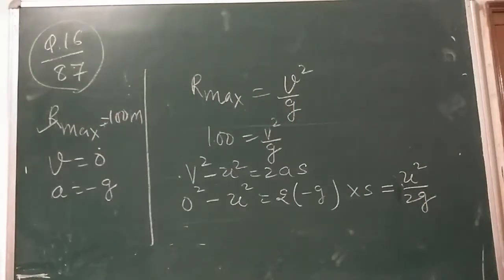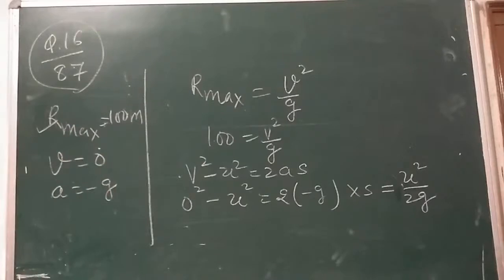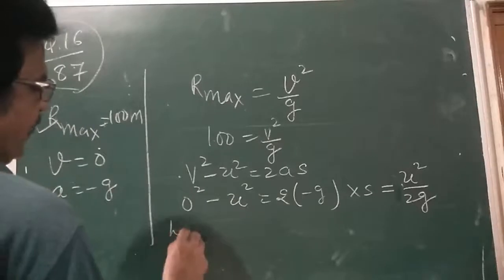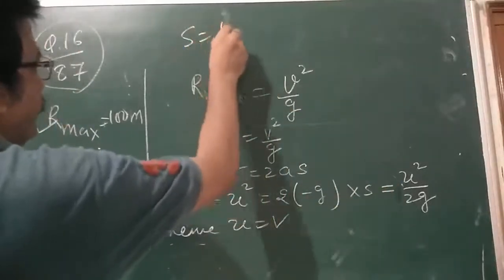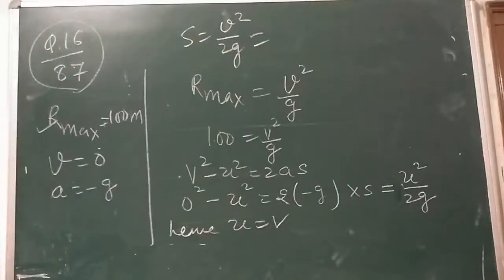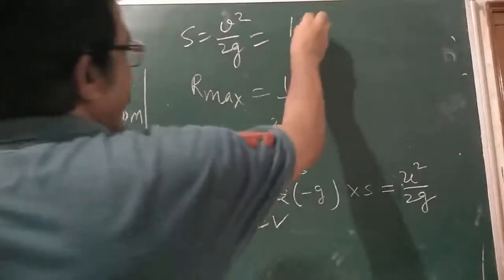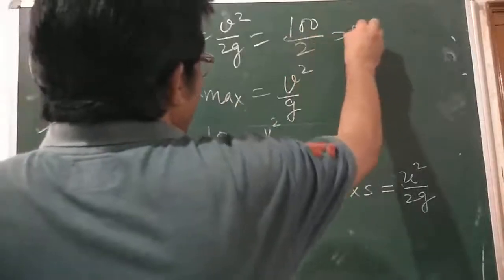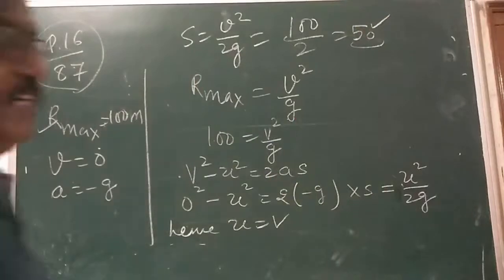A cricketer can throw a ball to a maximum horizontal distance. How much high above the ground can the cricketer throw the same ball? Hence U is equal to V. So put here V square by 2G. That is V square by G, that is 100. So 100 by 2, that is 50. How easy it is, children? Yes sir. So this is the answer.